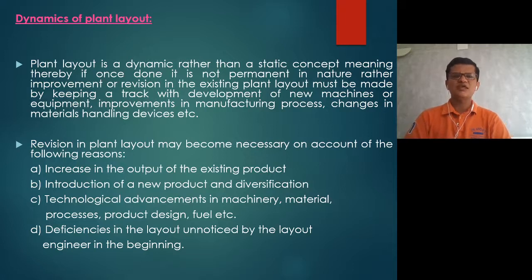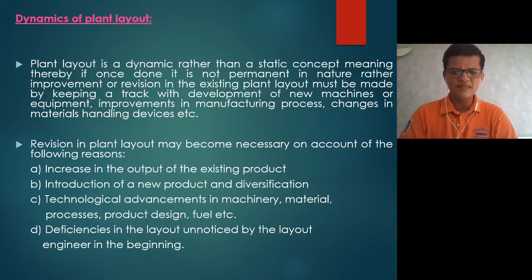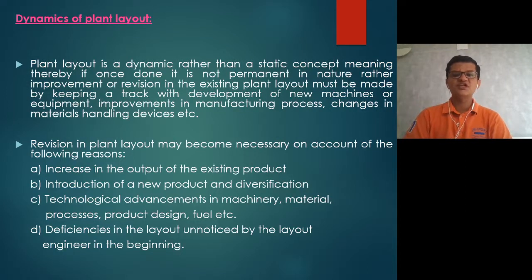If you are expanding, if you are adding a new product, or if you are adding a suspension, emulsion or syrup rather than making a tablet, you need equipment for suspensions, syrups or maybe some other materials. Then, technological advancement in machinery, material, process, that is, there is a constant improvement in machinery. So, you cannot keep one machine for a longer period of time. So, constantly you need to change that machine.